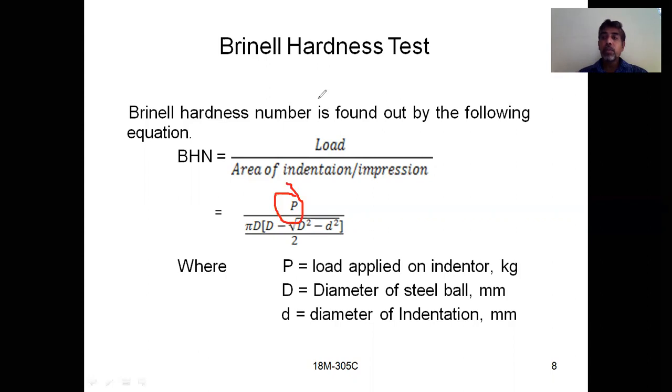You are applying a load. How much load? P. Generally, load can be taken in kilograms, kgs, and divided by area. How to find out the area? So area is nothing but pi D into D minus root of D square minus d square, by 2. By using this relation, you have capital D and small d values. By substituting these values, you will find out the area of indentation. If you substitute all these values in this equation, what do you get? You will get the BHN number, Brinell hardness number. So this is the procedure to find out Brinell hardness number for a particular material.